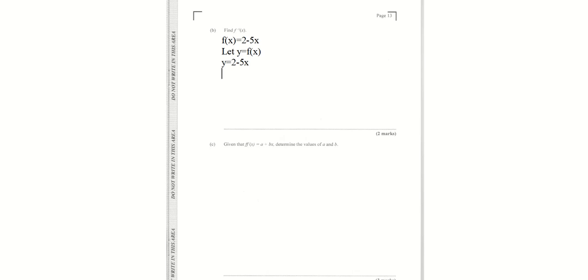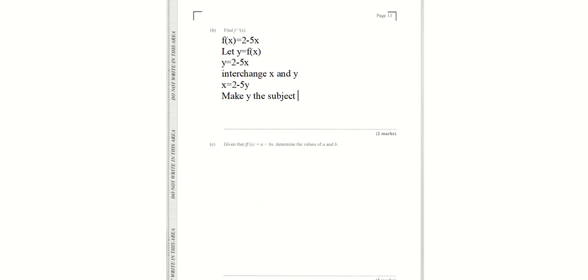Then you're going to interchange x and y, meaning wherever you see x you put y, wherever you see y you put x. So it's going to be x is equal to 2 minus 5y. Then you're going to make y the subject.